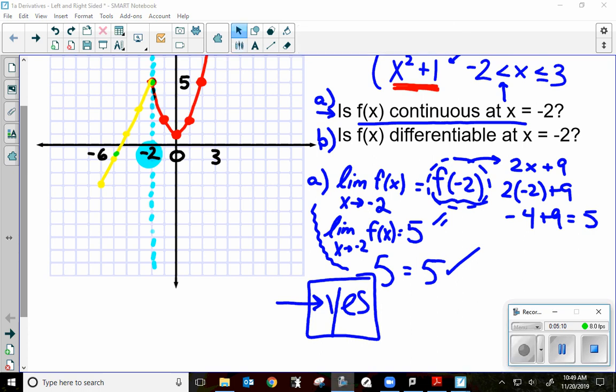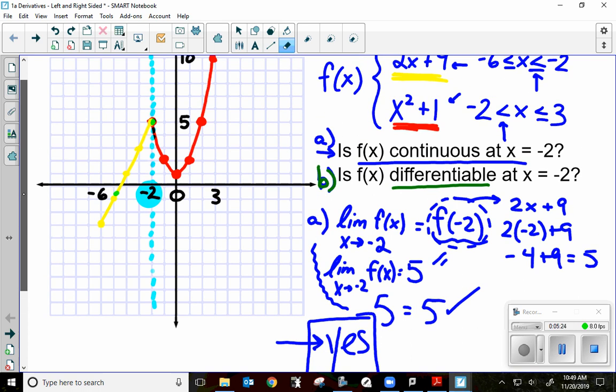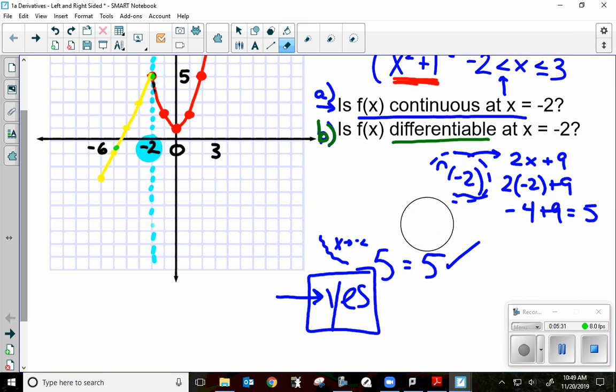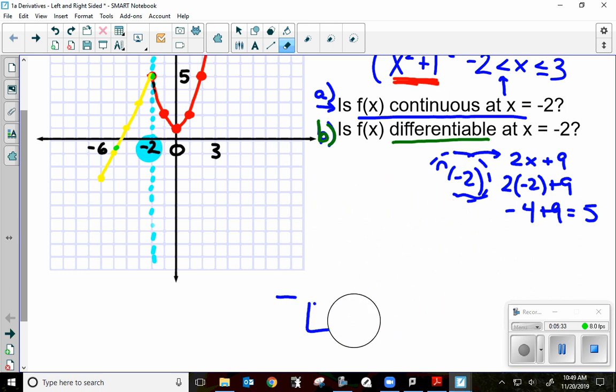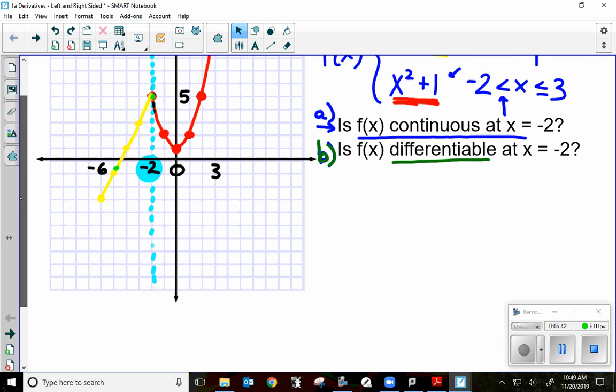Now, let's take a look at B, the second question right here. Is it differentiable? Now I want to erase all this stuff because I want to work right next to my graph as well. So make sure you have this all written down. If you don't, pause this video because I'm about to erase this, all right? Now, derivatives work in the same fashion as continuity. We don't really think about it that way, but it does, okay?